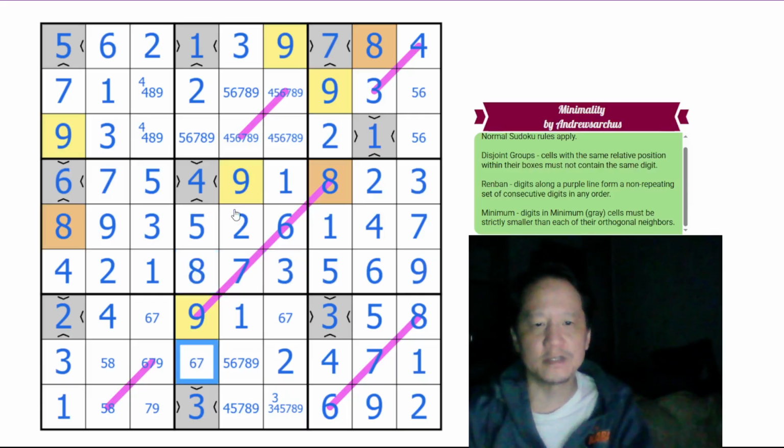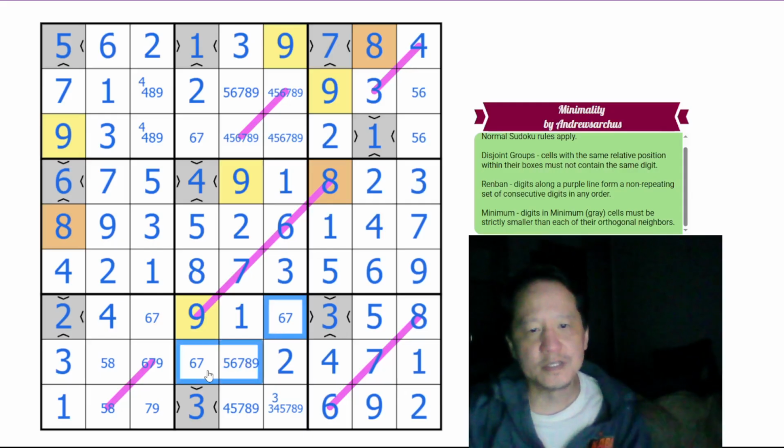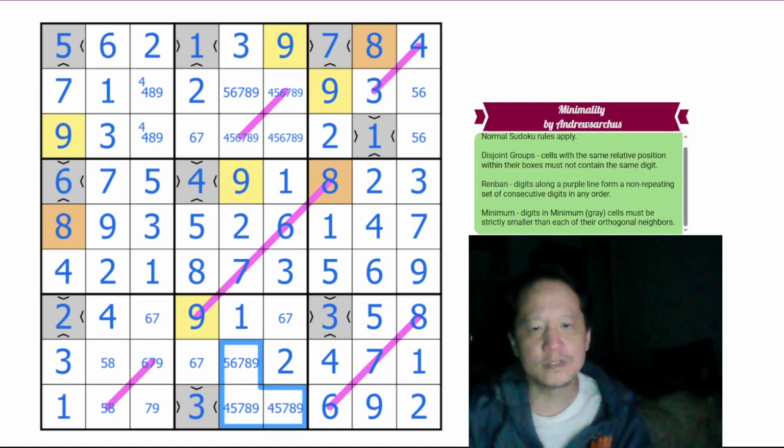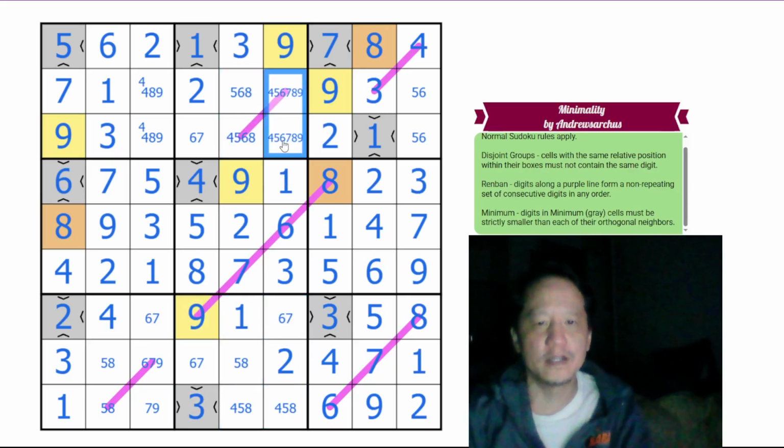This must be 6, 7 as a pair, and 6, 7, because those are the only possibilities left. This 6, 7 pair eliminates 6 and 7 in the rest of the box. This can't be 3. So no 7, and then no 6 here. 9 cannot be here in the box anymore, so this is 4, 5, 8. This can't be 7 or 9. This can't be 9.